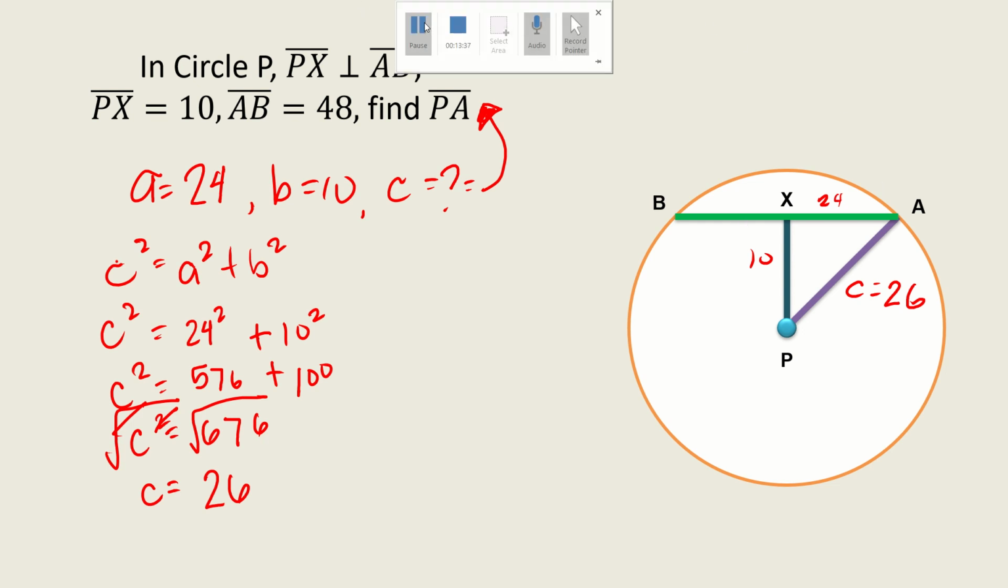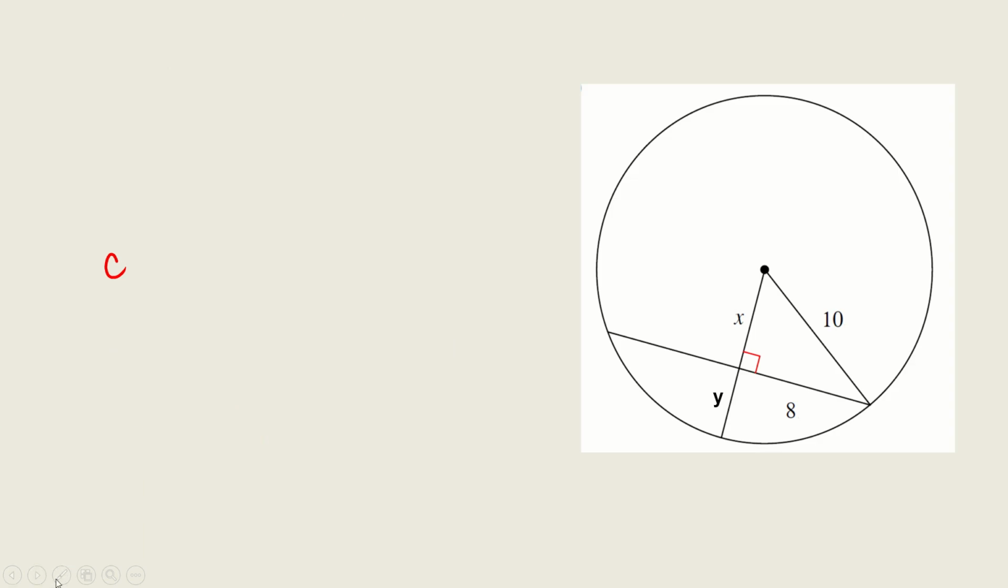Okay, the next example naman po ay medyo kakaiba. So, dito po kasi sa example na ito ay wala tayong mga letters sa binigay. Ang binigay lang po sa atin ay yung measure ng mga segment. So, obviously, ito po na segment na ito ay 10 units daw.